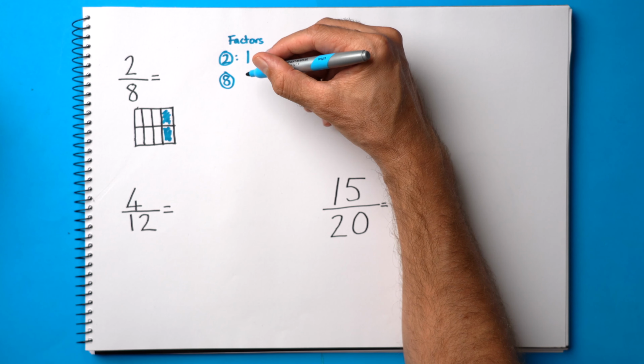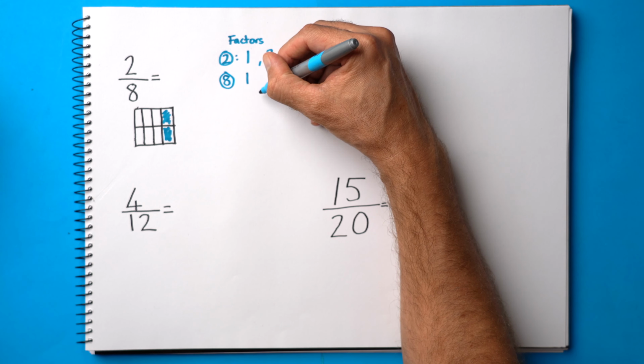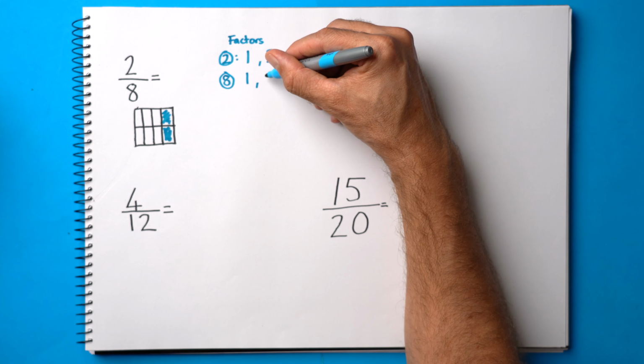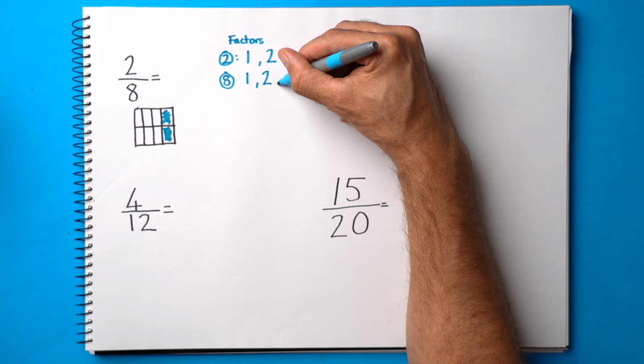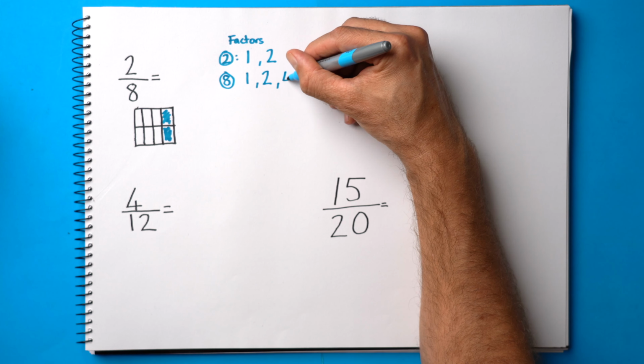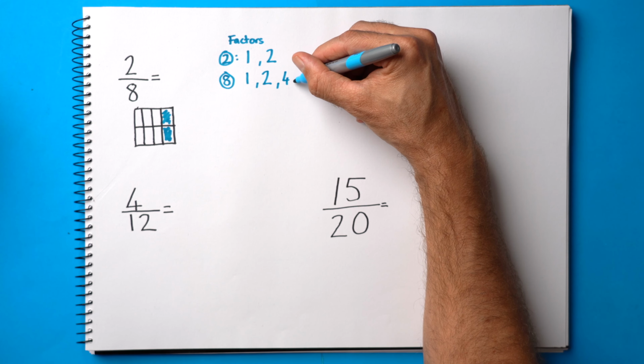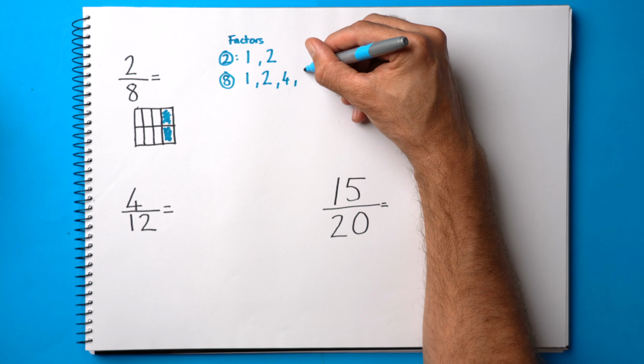Okay, now the factors of 8 are, again, 1. I could divide it evenly into 1. Could divide it by 2. Can't divide it by 3. Can divide it by 4. Not by 5. Not by 6. Not by 7. But by 8.